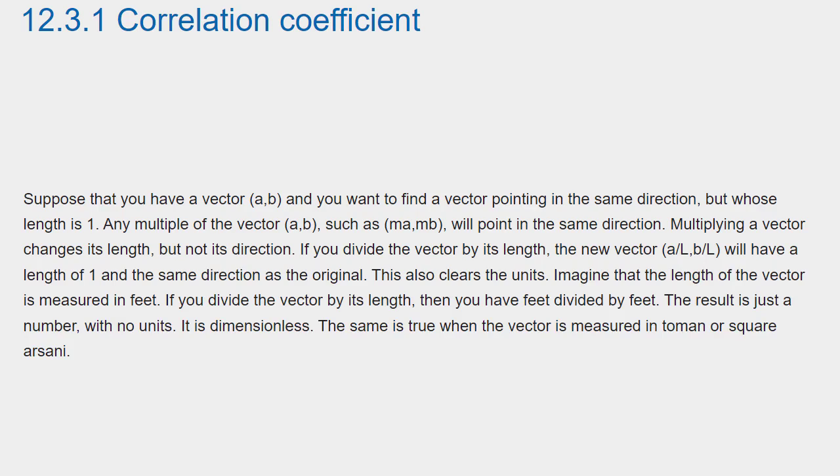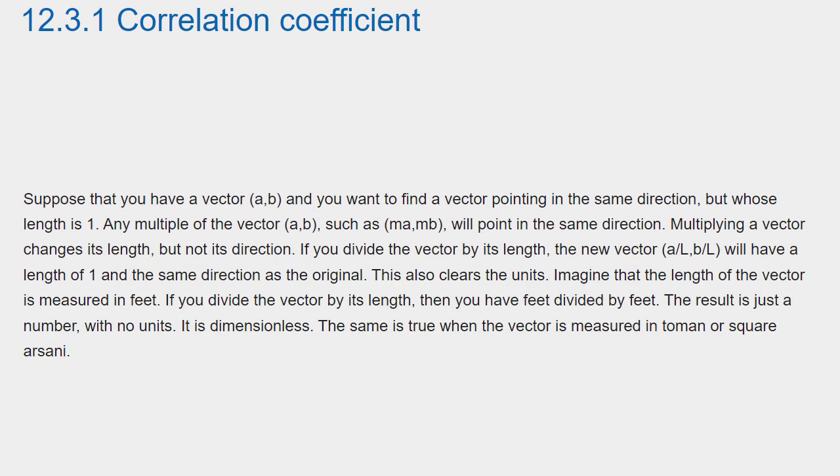Suppose you have a vector, AB, and you want to find a vector pointing in the same direction, but whose length is 1. Any multiple of the vector AB, such as MA, MB, will point in the same direction. Multiplying a vector changes its length, but not its direction. If you divide the vector by its length, the new vector, A over L, B over L, will have a length of 1 and the same direction as the original.